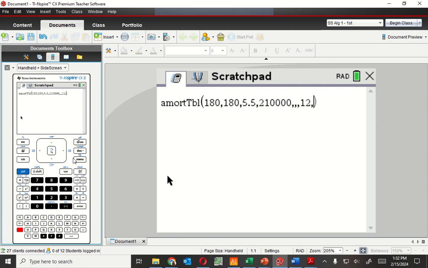Okay? So there's that 12 for payments per year, and after payments per year is 12, which is also CPY, right? So I got right there.